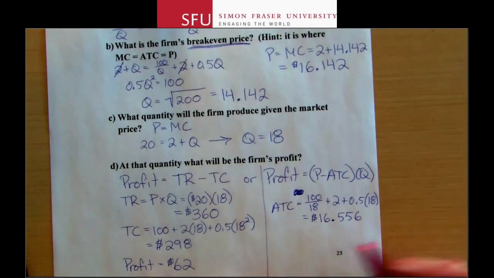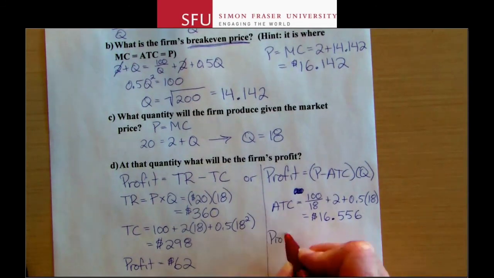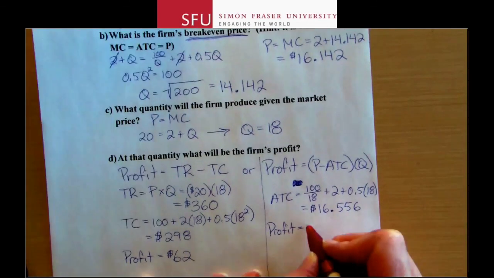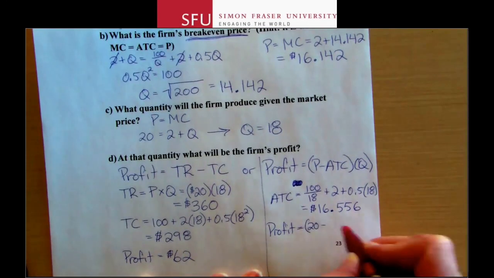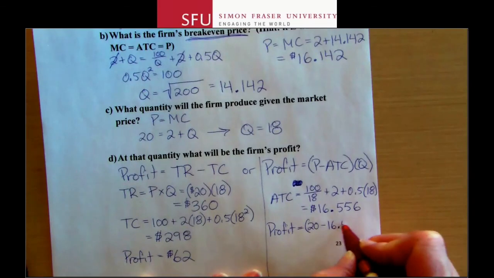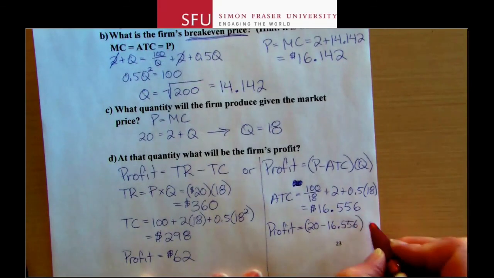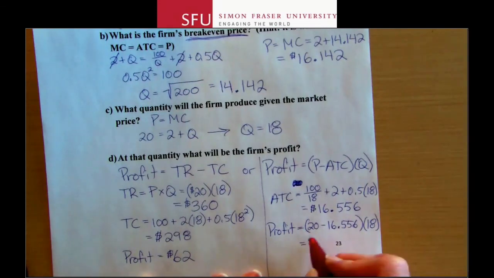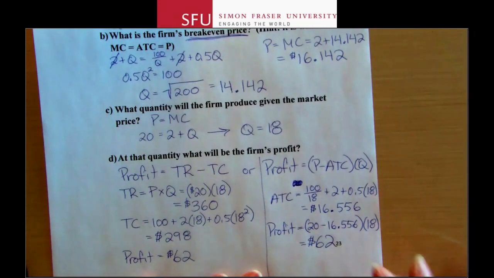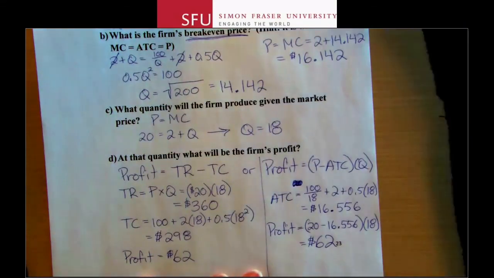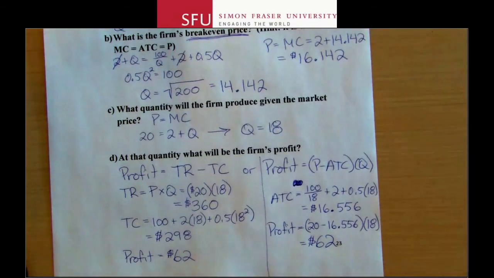All right, so now we can use the formula. So profit equals price, 20, minus average cost, times the quantity is 18. All right, but you should get the same profit. You should still get the $62. Good.